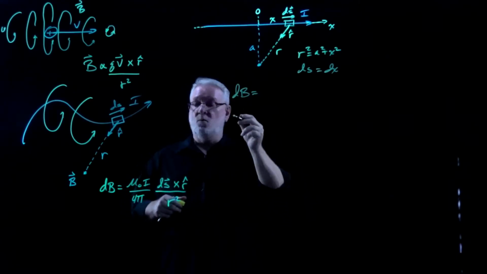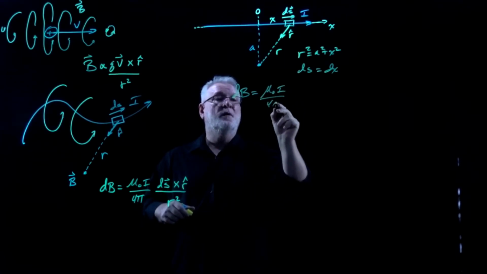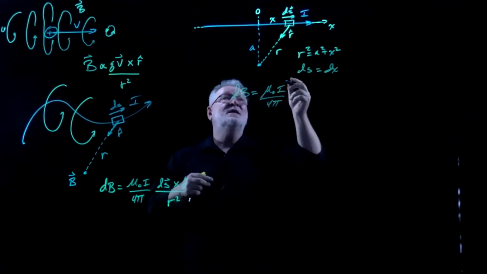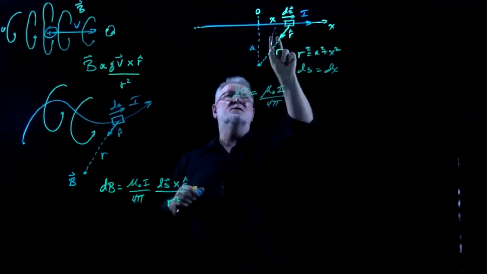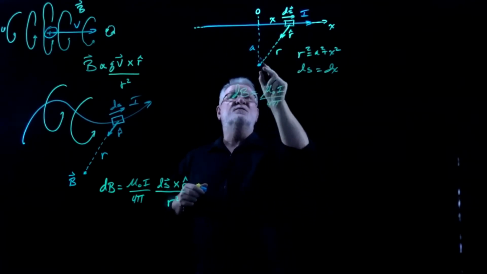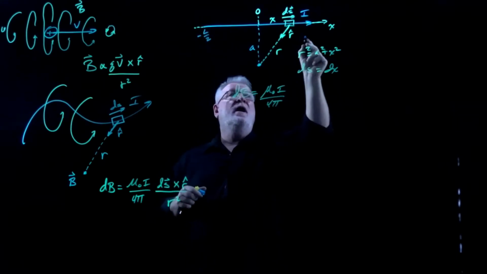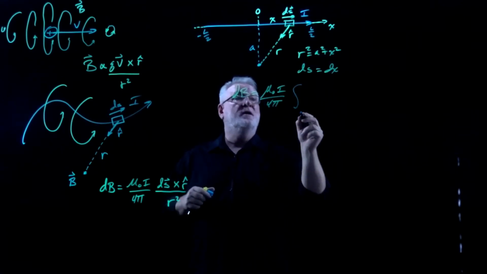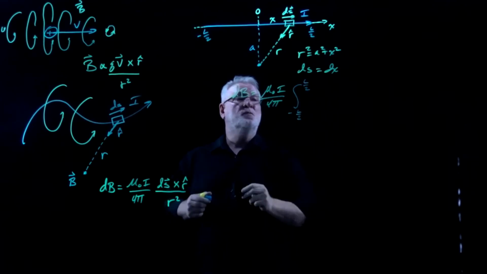dB should be equal to, first, all the constants, mu naught I over 4 pi. And now we get to the integral itself. Well, let's give this guy some limits of integration. I'm going to say that the wire we're interested in has a total length of L. And if we've started in its center, then this is negative L over 2. And over here at its end would be L over 2. So those are my limits of integration. I'm going to integrate from negative L over 2 to L over 2.